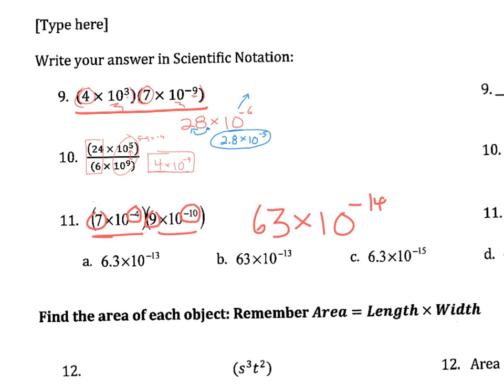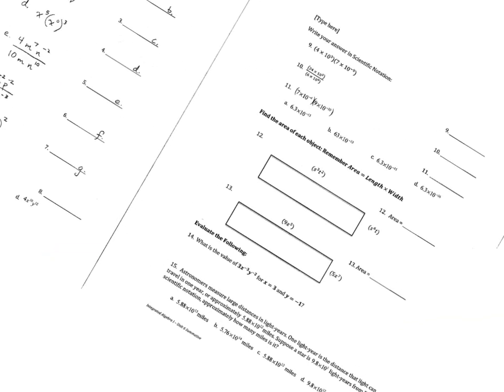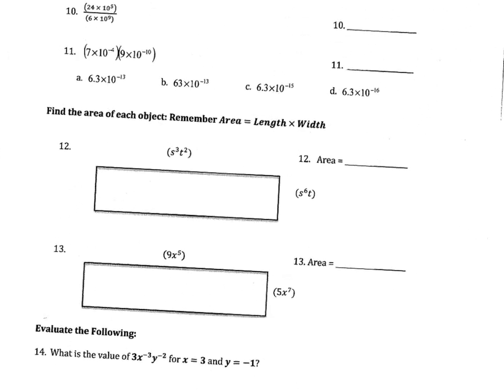Now you look at your answers and, well, none of them are there, because you got to think about the answer in scientific notation. I got to move this to make it 6.3. I made my number smaller, 63 to 6.3. I got to adjust my exponent and add 1 to it. 6.3 times 10 to the -13. Your answer is A.